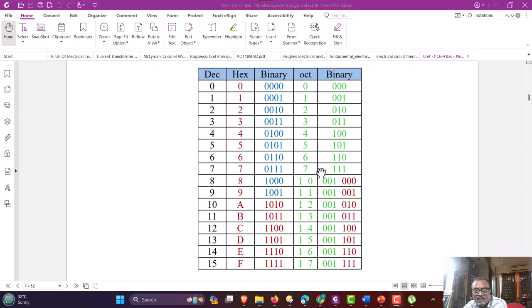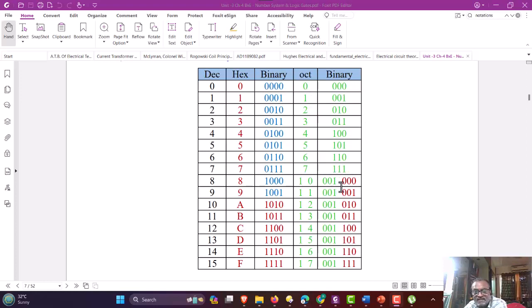For the corresponding octal numbers, up to 7 the numbers are the same. After 7, the last digit is reset and the next digit will be 1. So 8 corresponds to 10 in octal, 9 corresponds to 11, 10 decimal corresponds to 12, and 15 corresponds to 17 octal. An octal digit has only 8 combinations, 0 to 7, and to represent them in binary only 3 binary digits are required. So 0 corresponds to 000 and 7 corresponds to 111.